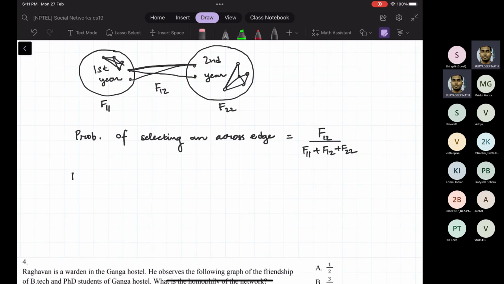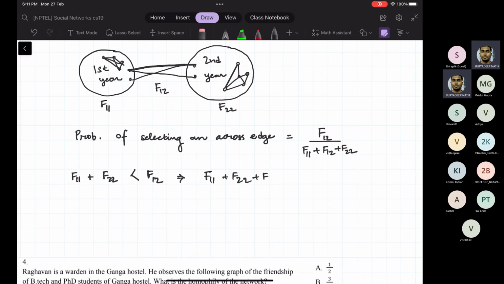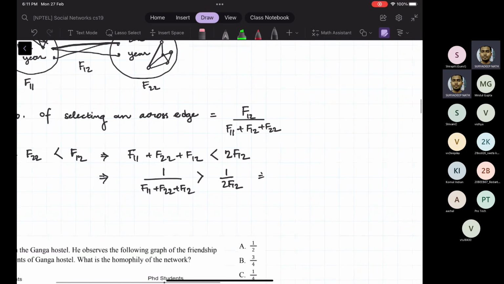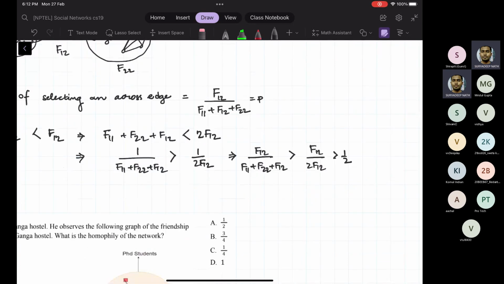Now F11 plus F22 is less compared to F12, which means that F11 plus F22 plus F12 is less than 2 F12. Or if we take the reciprocal, 1 over F11 plus F22 plus F12 is greater than 1 by 2 F12. Or if we multiply the numerator by F12, we get F12 over F11 plus F22 plus F12 greater than F12 by 2 F12, that is greater than half. So this probability is P, and we get that P is greater than half.